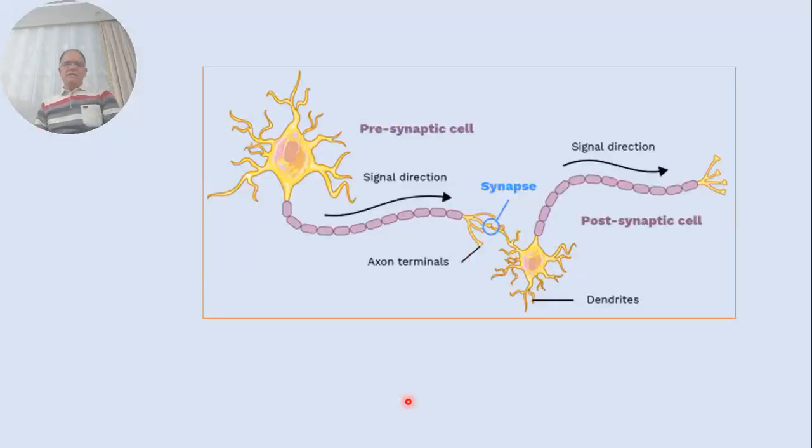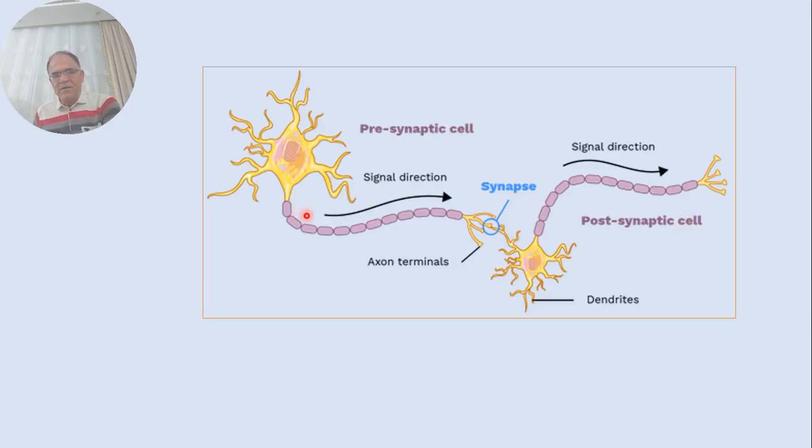Different neurons in the nervous tissue communicate with each other. The communication between different neurons in the tissue is called a synapse. Here you can see a synapse. The neuron located before the synapse is called the presynaptic cell, and the other neuron located after the synapse is called the postsynaptic cell.